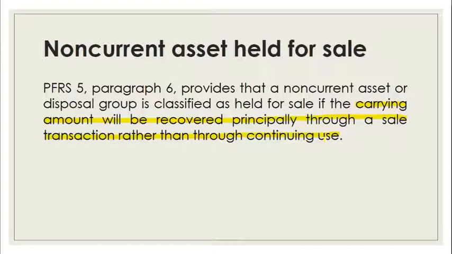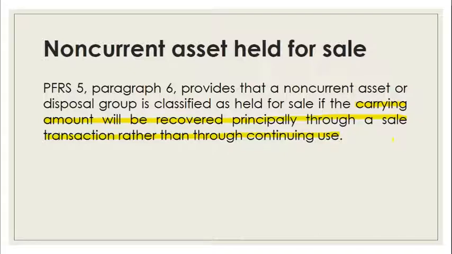So this simply means that the entity does not intend to use the asset as part of their operations or their business. So their intention is now to sell it and then recover the carrying amount. So that is when you can classify a non-current asset or a disposal group as held for sale.